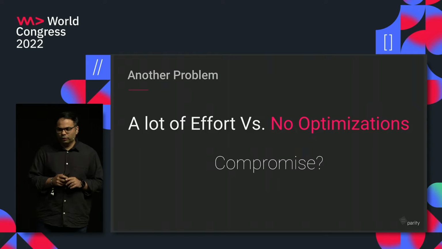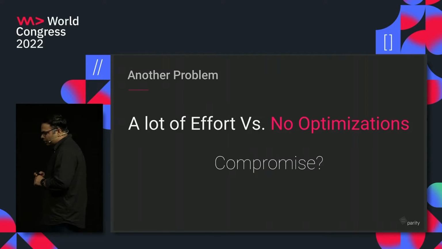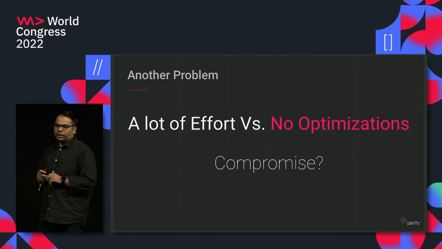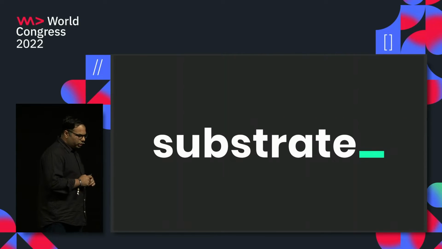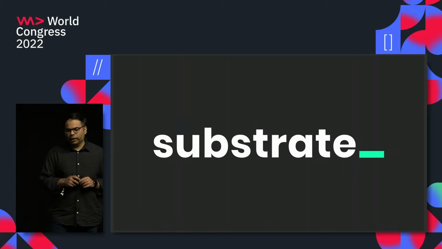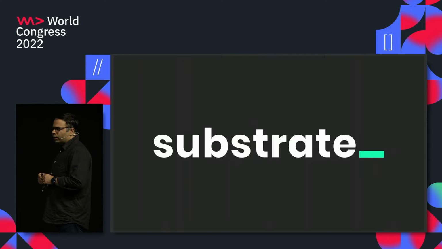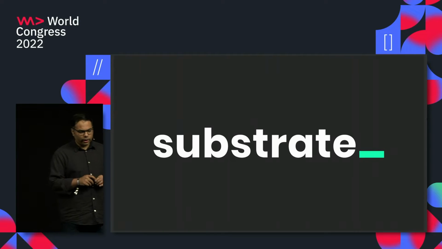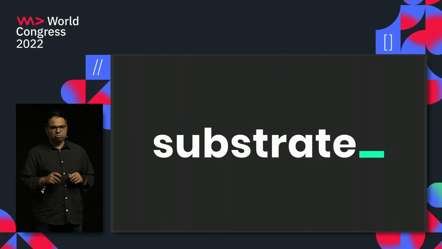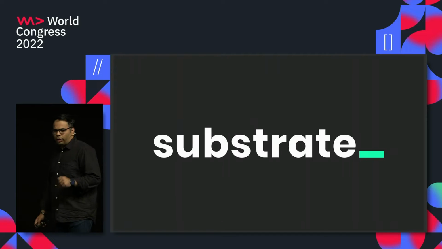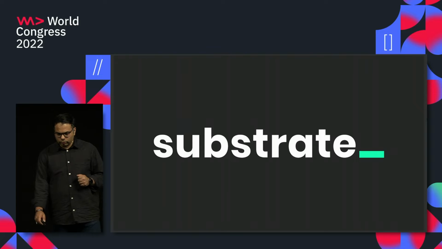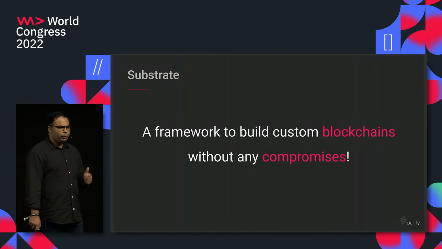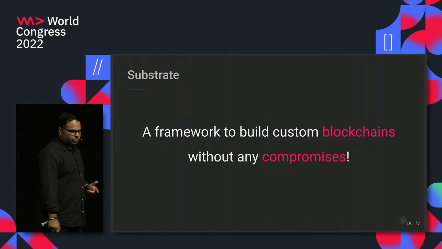I don't think so. We should not be making any compromises. So what is the solution here? Substrate. At Parity Technologies, we built a framework to create custom blockchains from scratch, which are faster to market, and you can optimize them as much as you can for your use cases, for your applications, and for your users. So basically, a framework to build custom blockchains without any compromises.